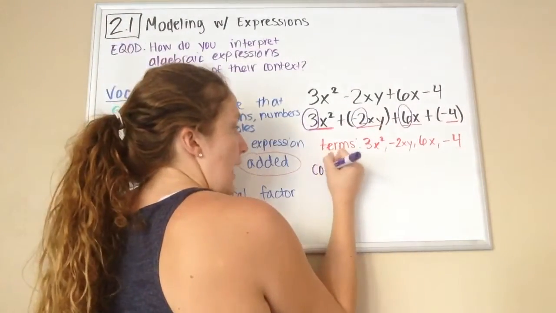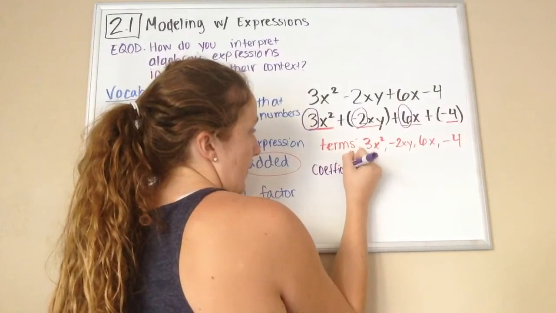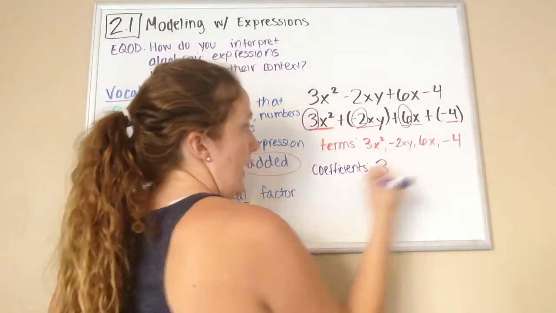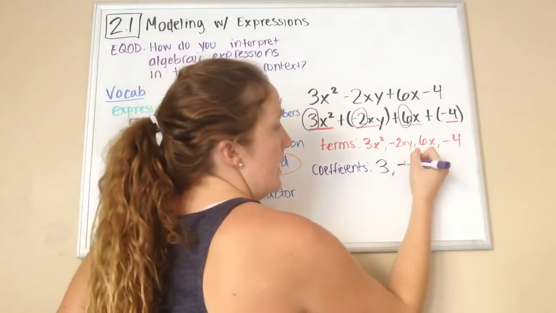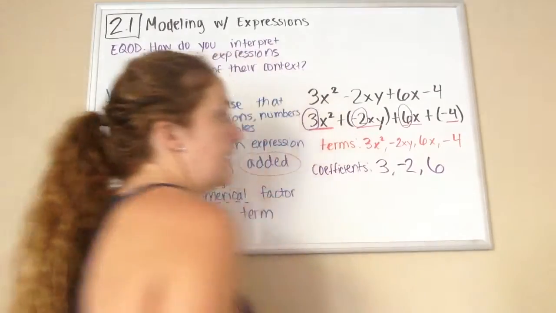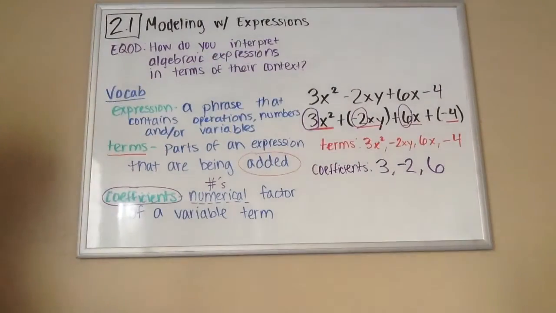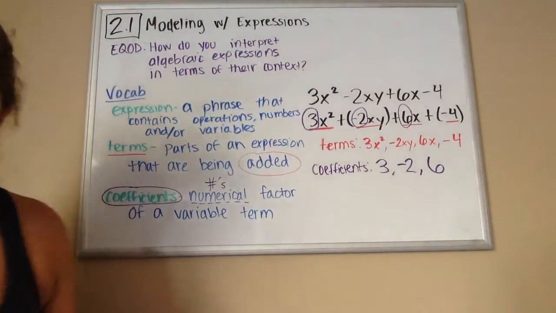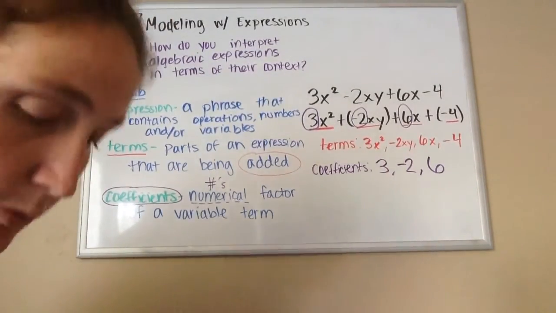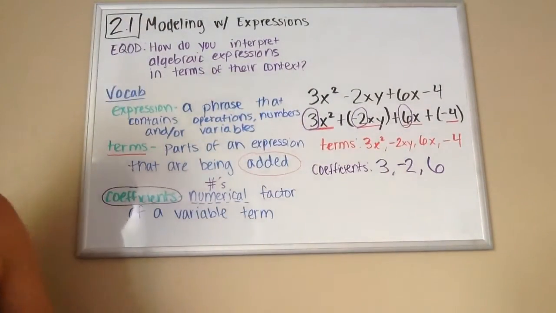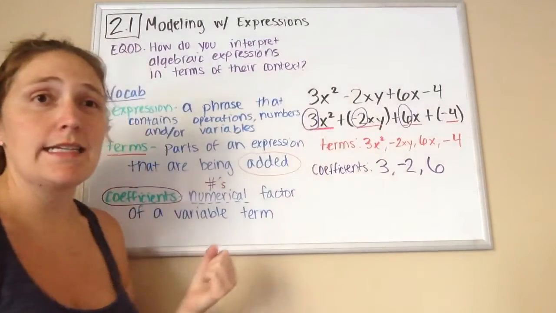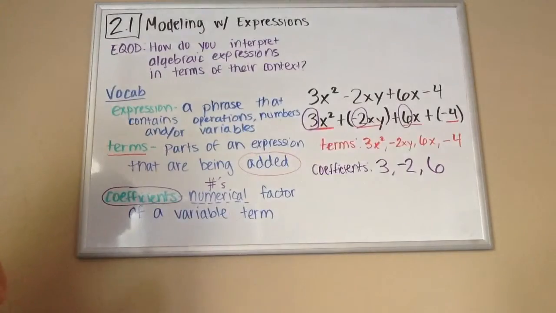So if we list those out, our coefficients, we got 3 from the 3x squared, negative 2 from the negative 2xy, 6 from the 6x, and no negative 4 because it's not attached to a variable. Okay, so that's as simple as our vocab is. Now I want you guys to work out an example problem on your own. All of this so far should be on the right-hand side of your journal.